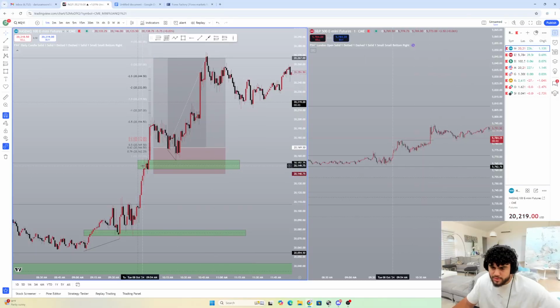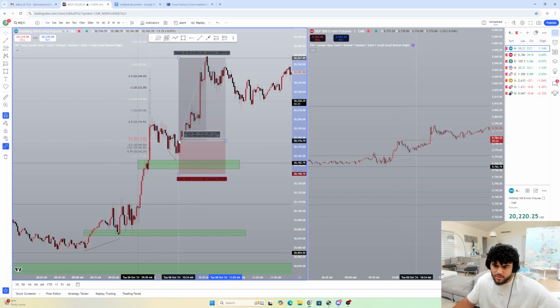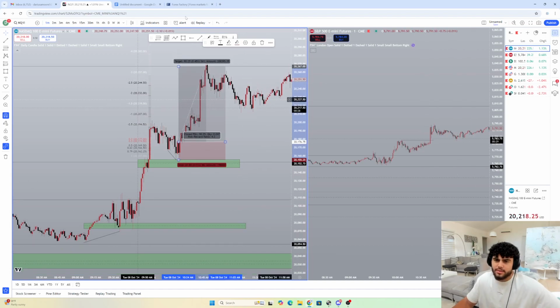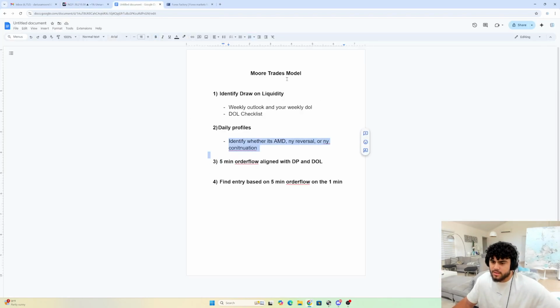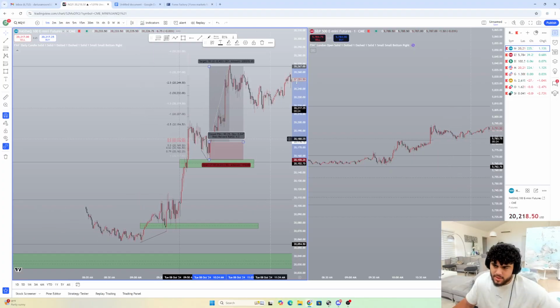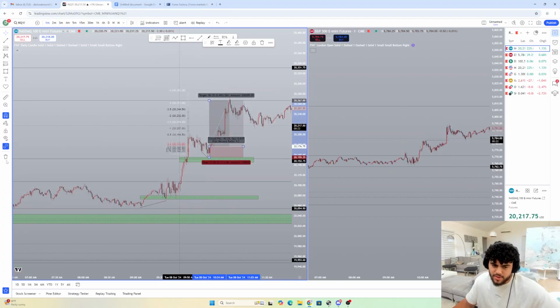Like I said, I took an unorthodox entry, but I did add on this push down. I added, and then when we got the displacement from this SMT and turned this into an order block, I also added again. So this could have been an entry too if you wanted, this order block, and then you could have put stops at the SMT low. But nonetheless, this hit. Okay? So that's 1 day's worth of examples. Let's go to the previous day.